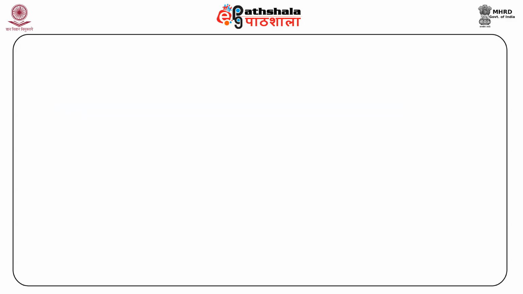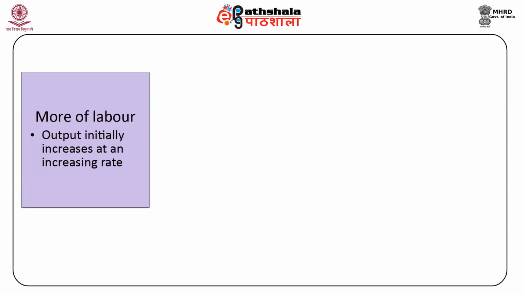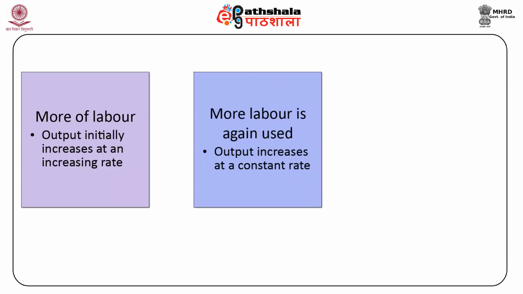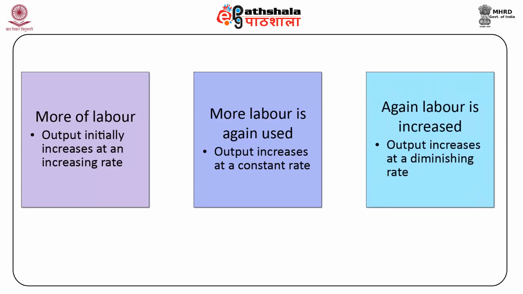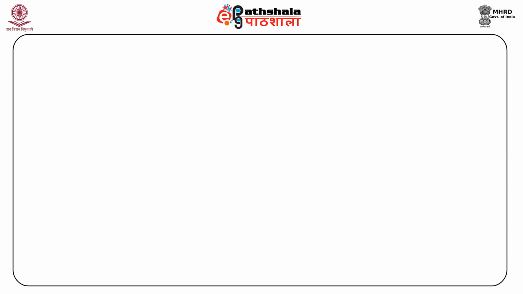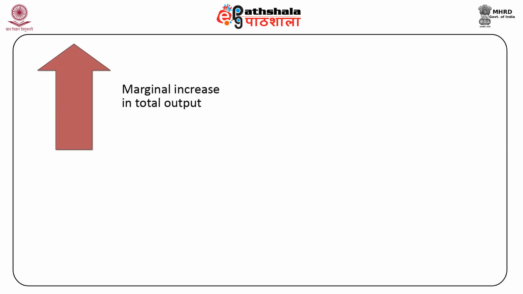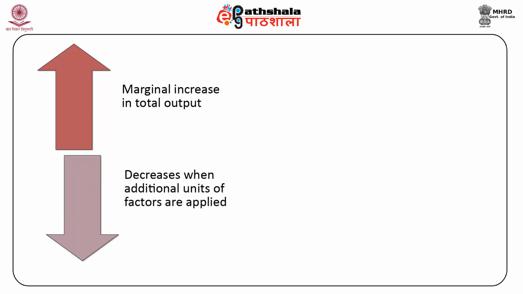In other words, if more and more labor is used, then the output initially increases at an increasing rate. When more labor is again infused, then the output increases at a constant rate. And then when again the labor is increased, then the output increases, but it increases at a diminishing rate. The ultimate law is that the marginal increase in total output eventually decreases when additional units of a variable factor are applied to a given quantity of fixed factors.